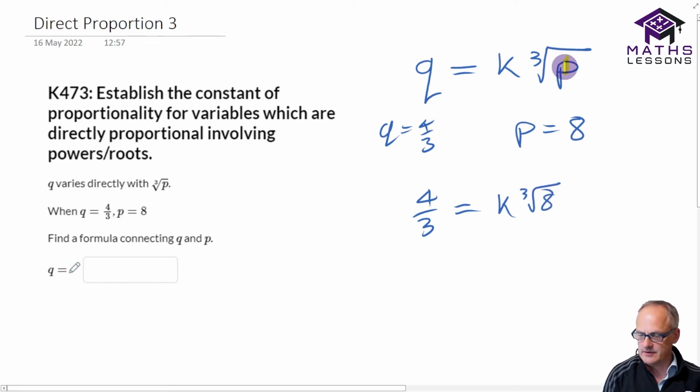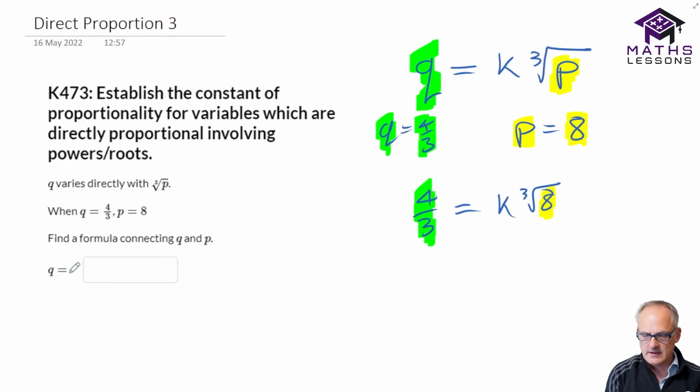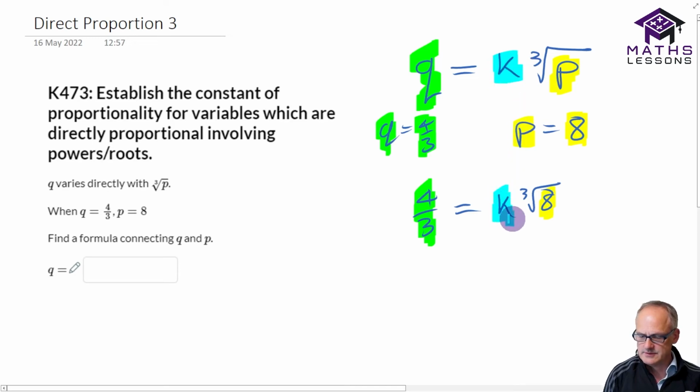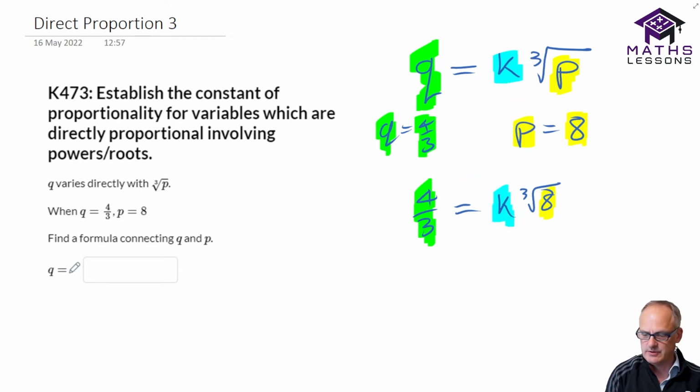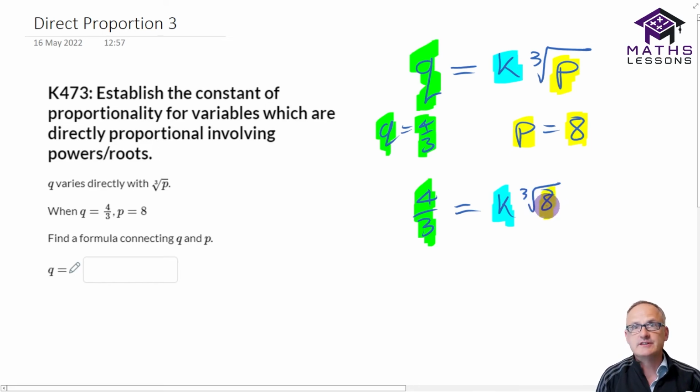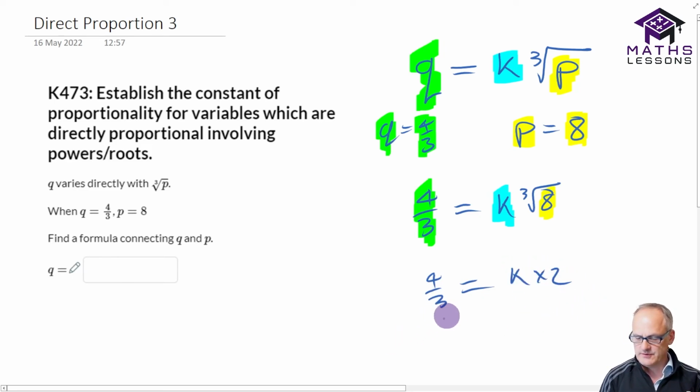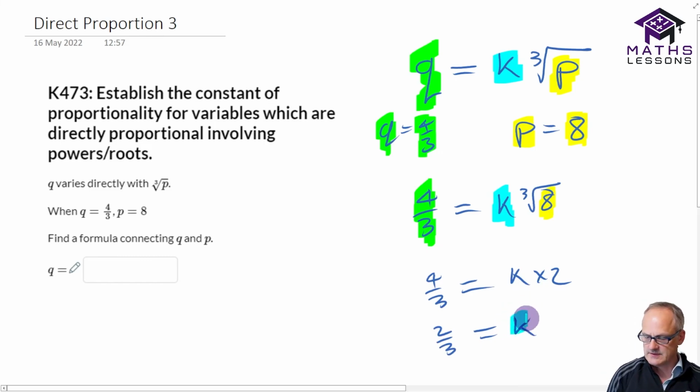Okay, I'm just going to highlight those so you can see how these things all go in. So we've got Q here, and our K value stays here because that's the one we need to find. The cube root of 8 is 2, because 2 cubed is 8. So we have 4/3 equals K times 2. Divide both sides by 2, and you get 2/3 equals K. So our K value is equal to 2/3.